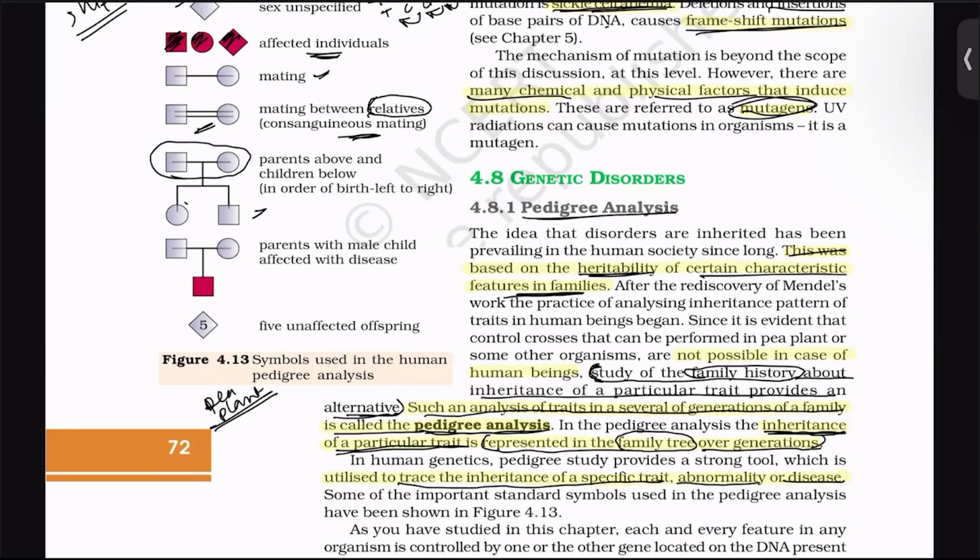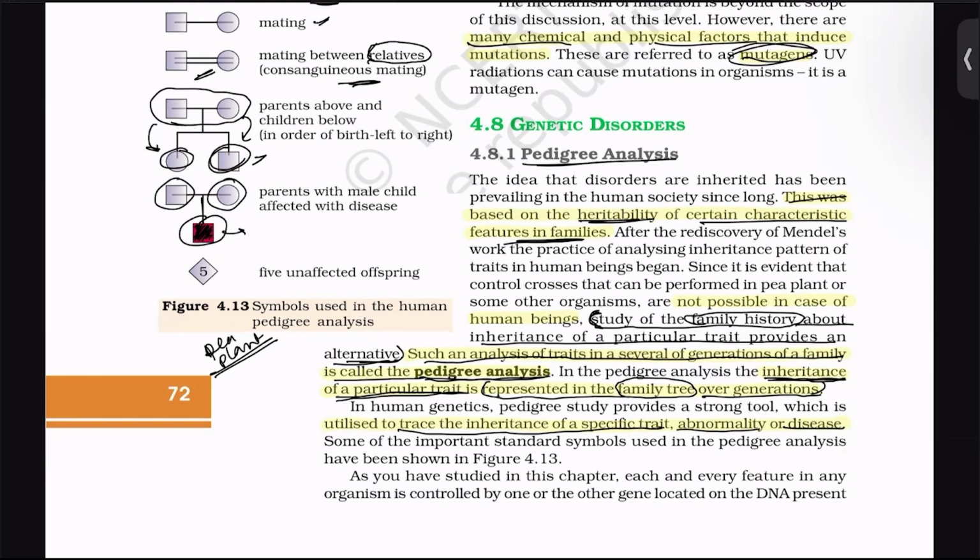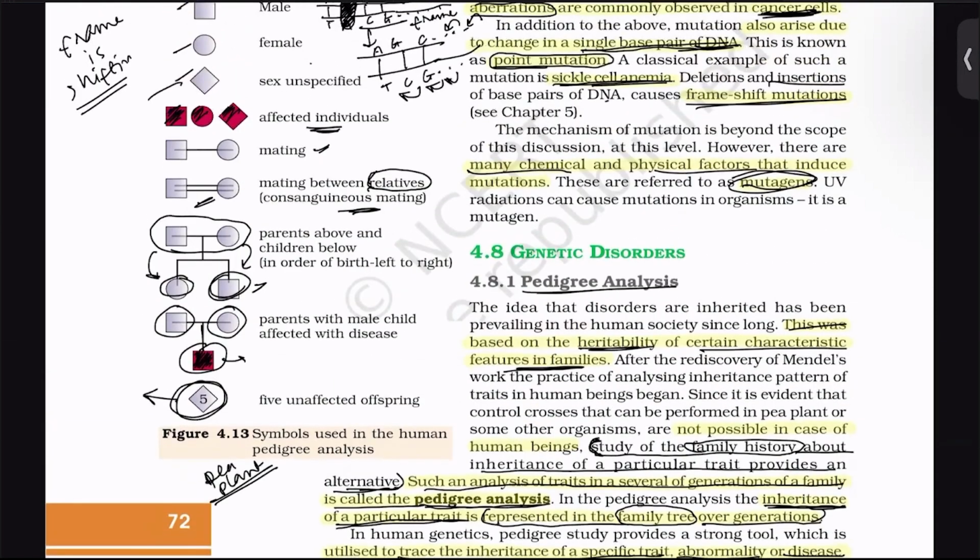And this means their parents, and these are their children. And these are parents and they are producing a child which has its box filled with solid color. So this child is affected.